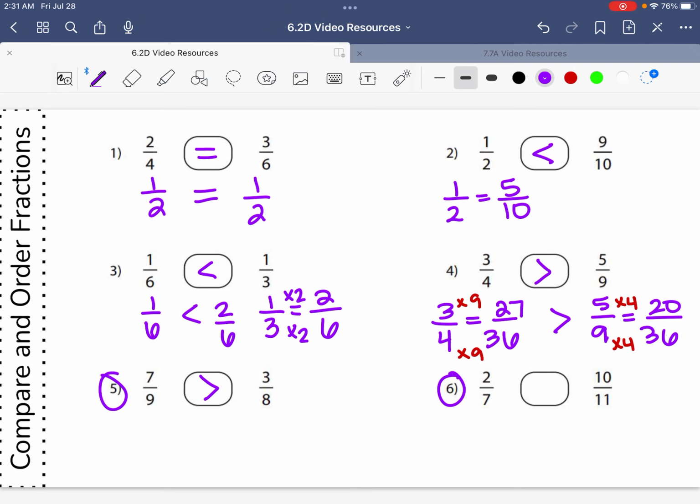I can take that same kind of thinking into looking at 2/7 compared to 10/11. 10/11 is very, very, very close to 1 whole, and 2/7 is much closer to 0. Therefore, 10/11 must be greater.